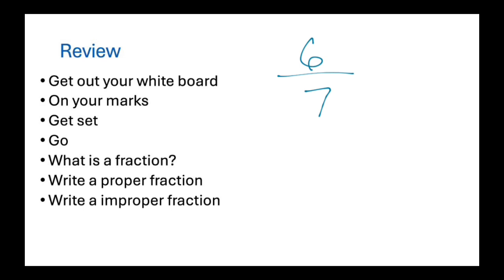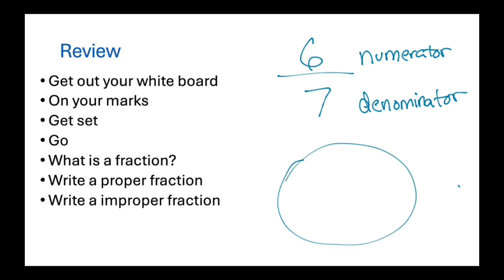This is the numerator, and the bottom one's called the denominator. If I was to draw a picture of 6 over 7, what kind of picture could I draw that represents 6 over 7? A pizza. If I draw a pizza, how many slices do I put in this pizza, gentlemen? 7 slices, and one is gone.